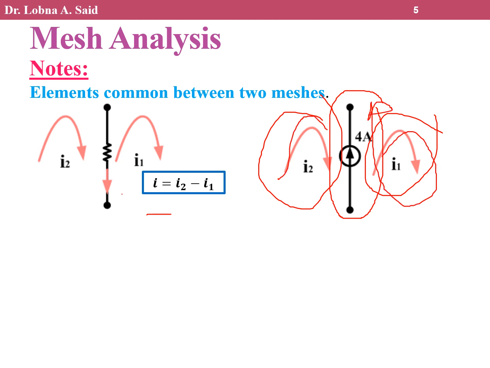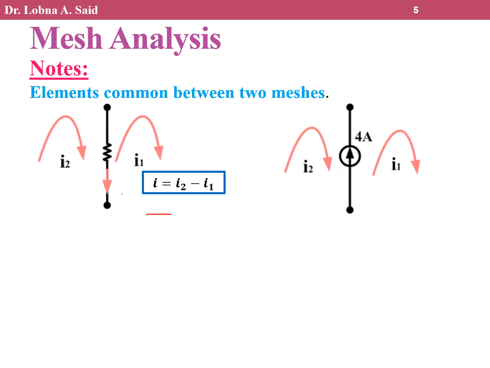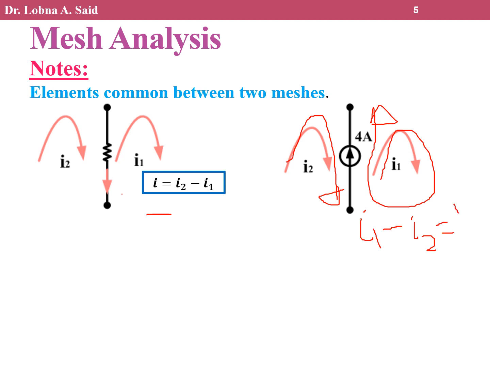This is I1 and this is I2. Okay, let's see. This is I1 in the same direction of the 4 ampere source and I2 is in the opposite direction of the 4 ampere. So I can write I1 minus I2 equals 4. You see? As simple as that.